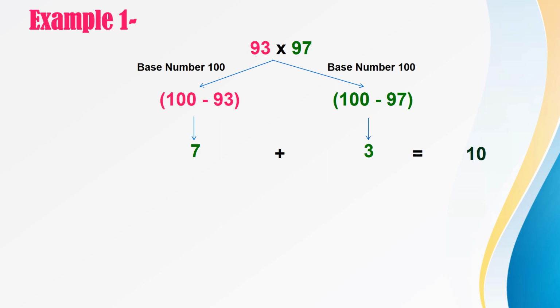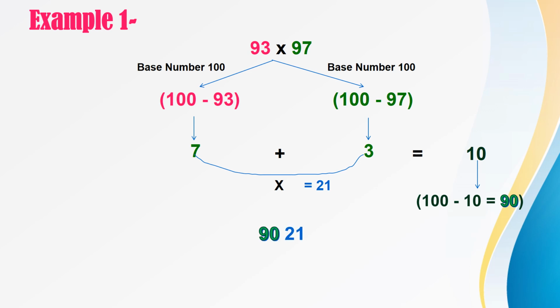Next, do 100 minus 10, which gives us the value 90. Lastly, multiply 7 into 3, which is 21. Now, write 90 to the left of 21 to get the number 9021, and what you have is the product of 93 and 97, that is 9021.